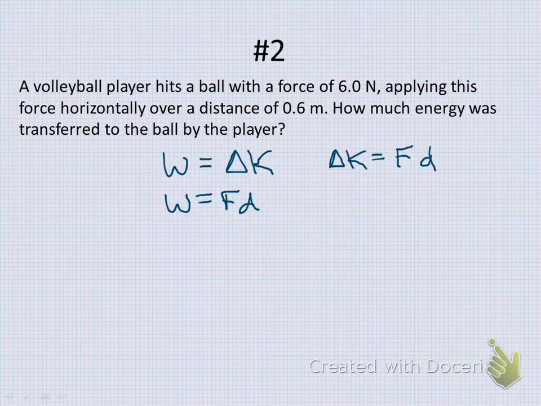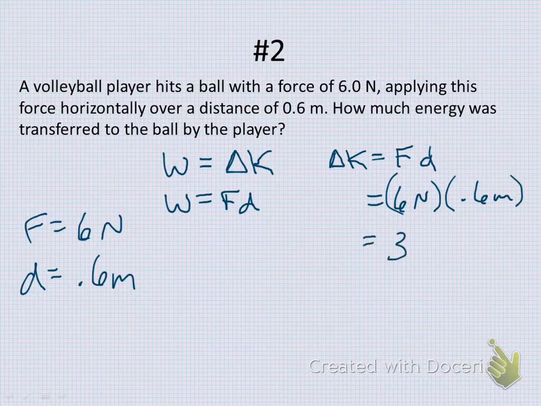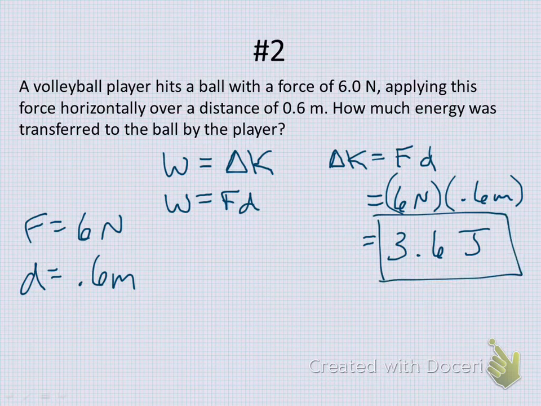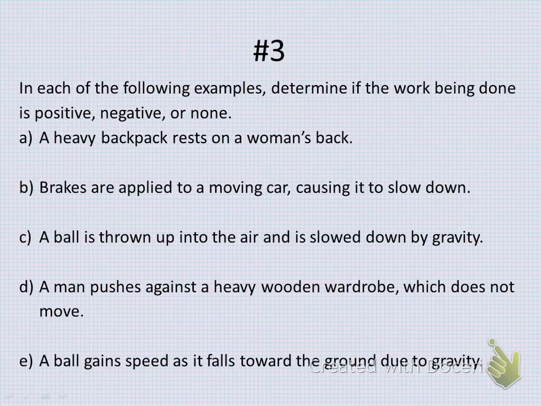So we have a force of 6 newtons. We have a displacement of 0.6 meters. And that's it. We're asked for energy. And so when we plug in our information, we have 6 newtons times 0.6 meters, which will give us 3.6 joules of work done on the ball. And the work is transferred into kinetic energy. Okay. All right. Moving on to number 3.